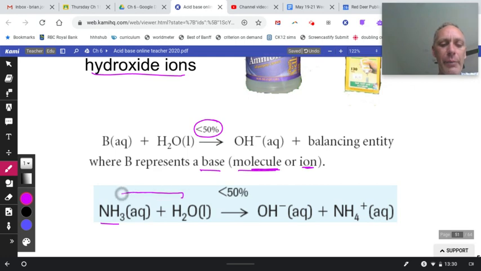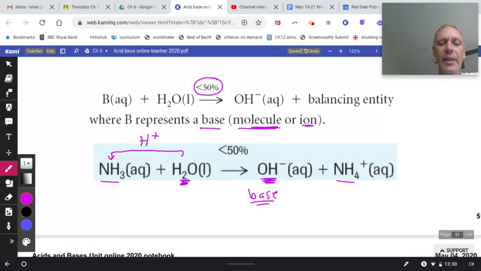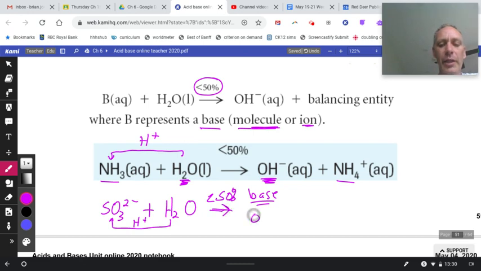And remember that I said that a base will take the H plus from the water. If water loses its H plus, it becomes hydroxide, and that's how we get the basic properties. And then you have a cation left over. A second example, if we went with something like SO3 2 minus, would also be a base that can take a proton from water, less than 50%, so partial reaction to make our hydroxide, and this one would be HSO3 minus.